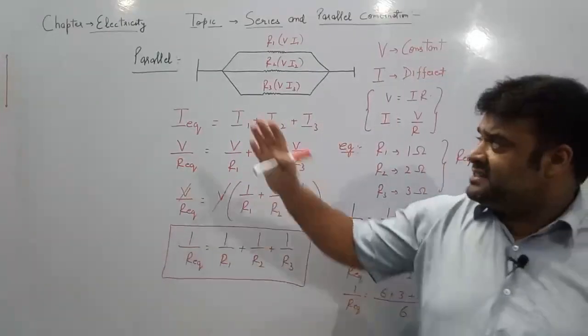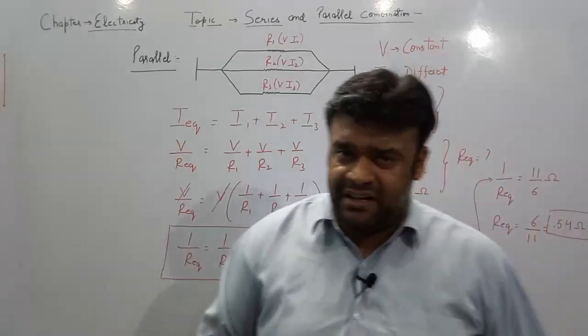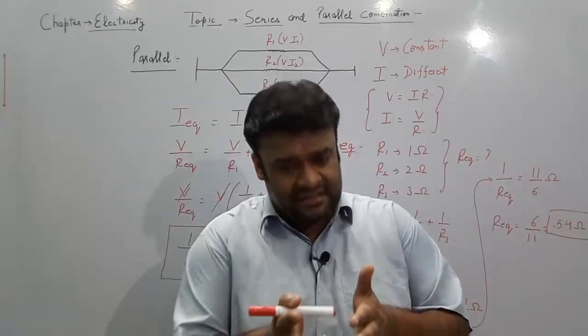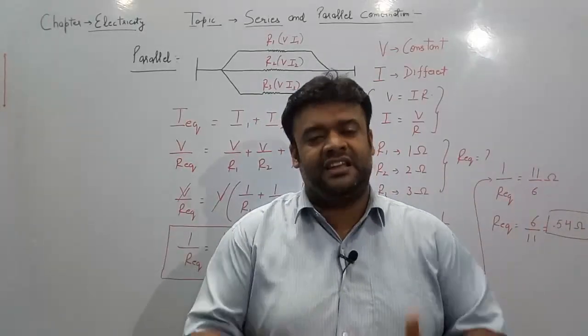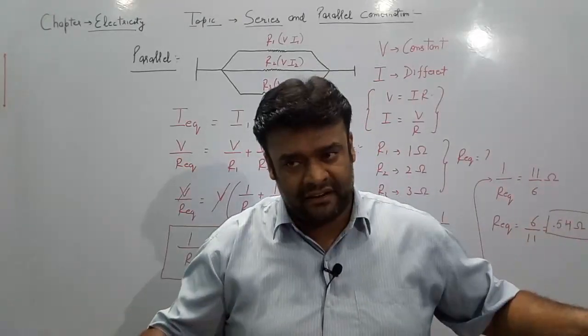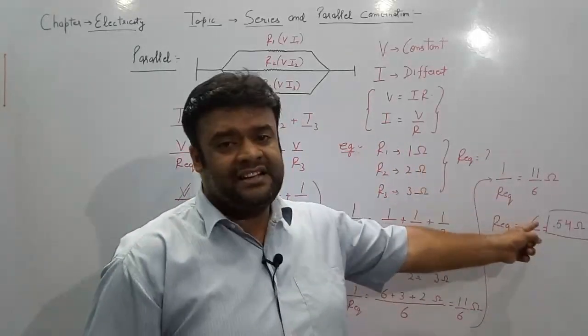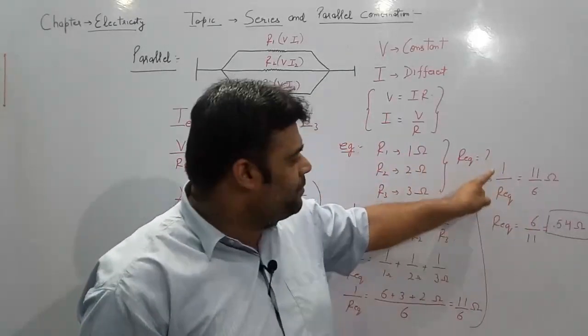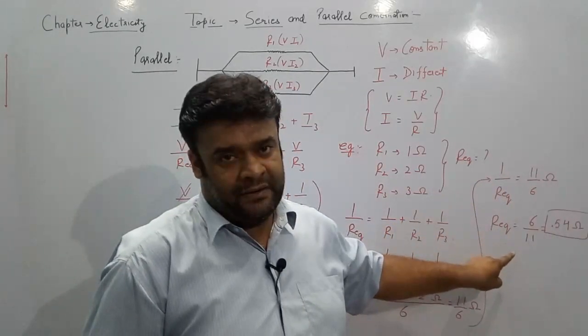So these are the two types of combination of resistances, that is series and parallel combination. In series combination, equivalent resistance is the sum of all the resistances, and in parallel combination they are added in reciprocal manner. And in the last answer we always have to find its reciprocal value, that is 1 upon R equivalent. We have to find the value for R equivalent.